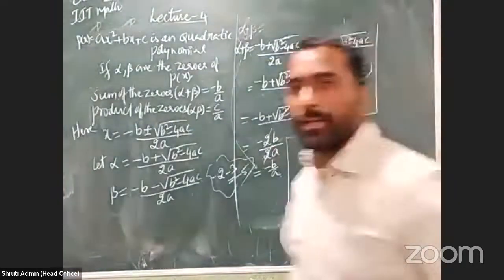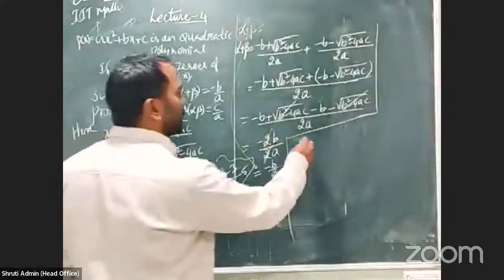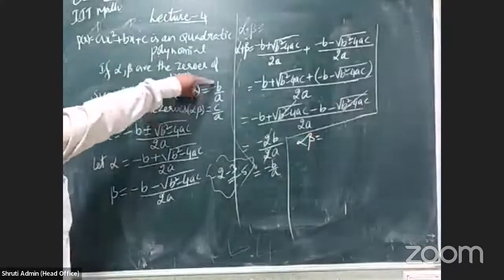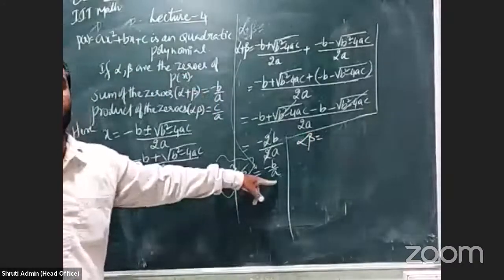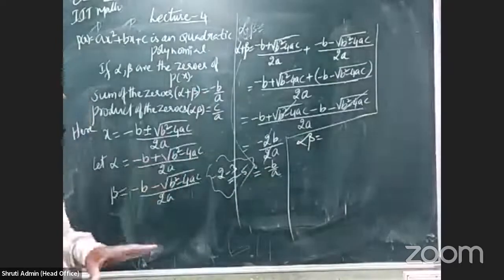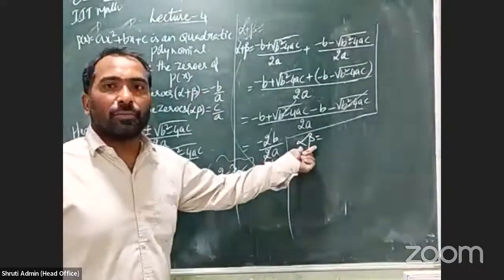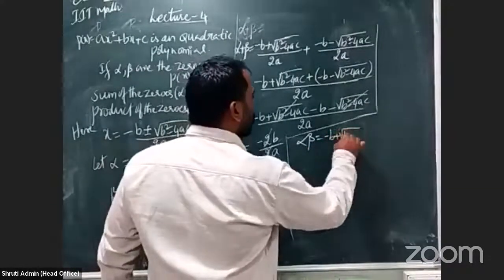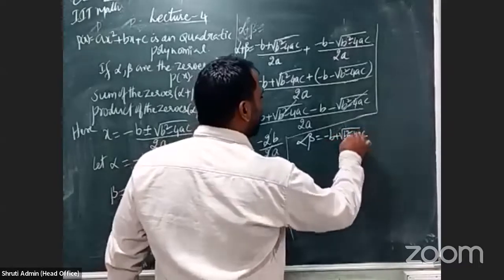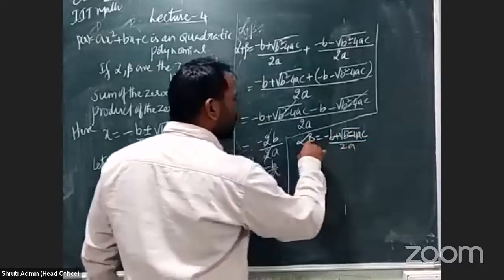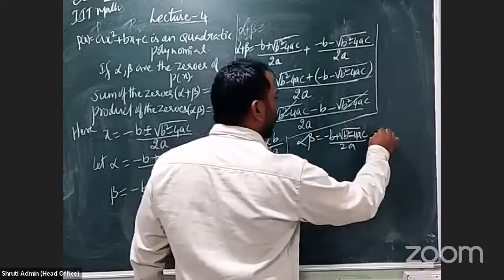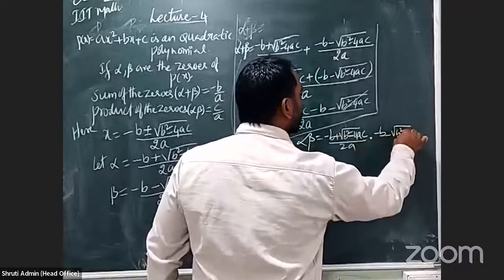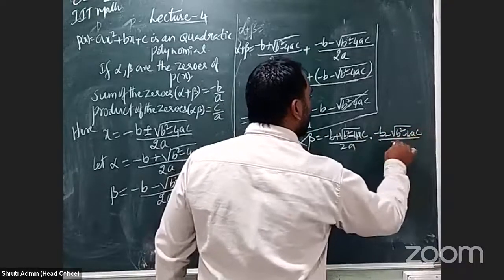We don't have space. Okay. Product of the zeros, I just try to write here: alpha into beta. See here, sum of the zeros alpha plus beta is minus b by a. We have proved this one. Then let us see what is alpha into beta, because it is the product of zeros. So what is alpha? Alpha means minus b plus root b square minus 4ac by 2a, into beta, which is nothing but minus b minus root b square minus 4ac by 2a.